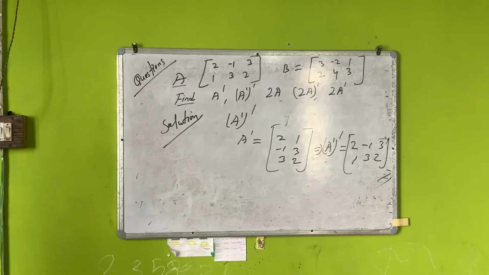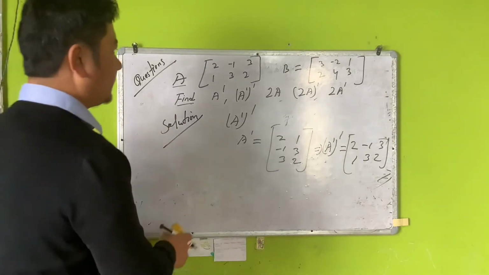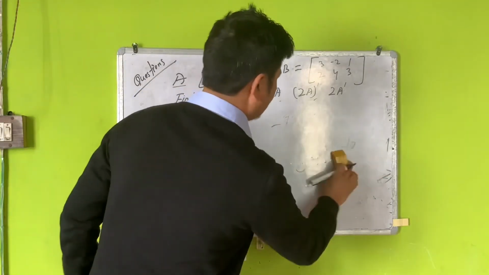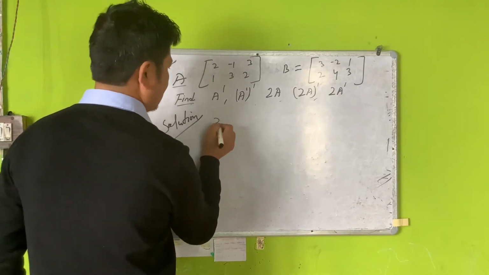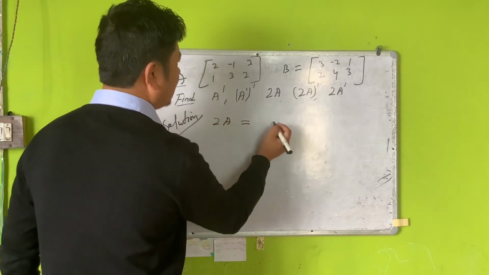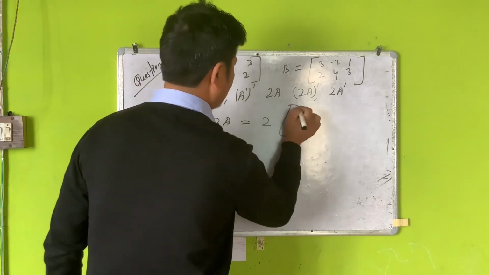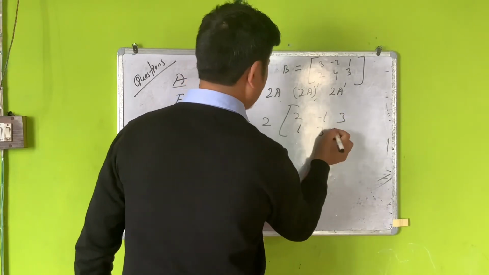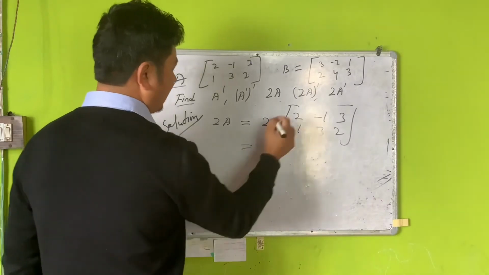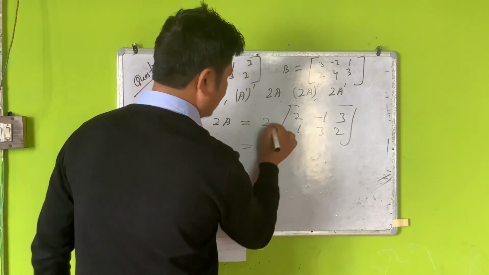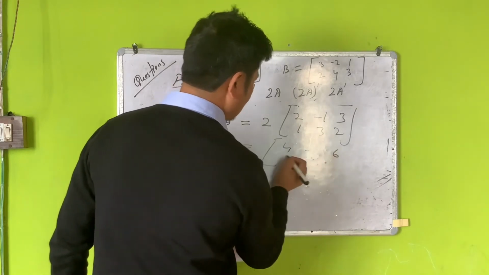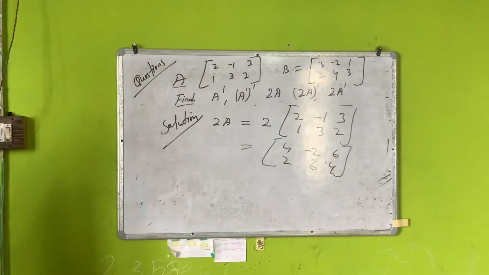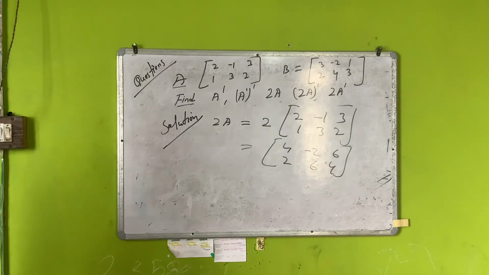Next, you have to find 2A. 2A is equal to 2 into your matrix [2 -1 3; 1 3 2]. You just multiply inside: 4, -2, 6, 2, 6, 4. So this is your 2A.